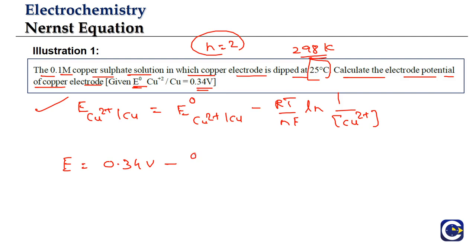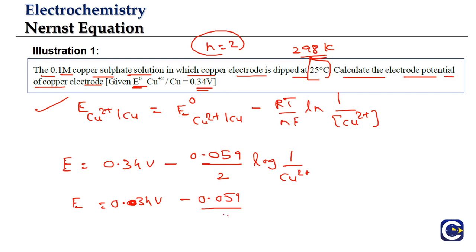E is equal to E naught minus 0.059 by n, n is 2, log 1 by the copper 2 plus ion concentration, which is 0.34 volt, minus 0.059 by 2 log 1 by 0.1. So log 1 by 0.1 is basically log 10, and the log 10 value will be 1.